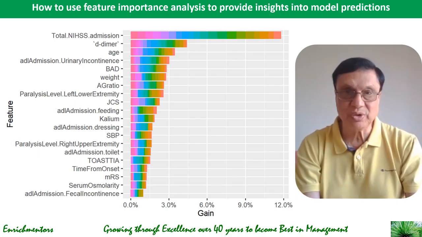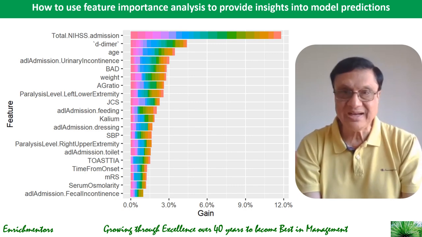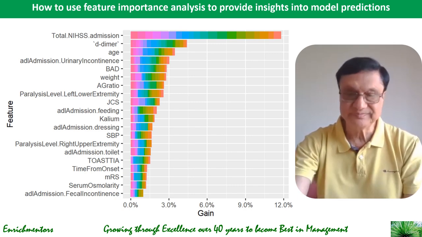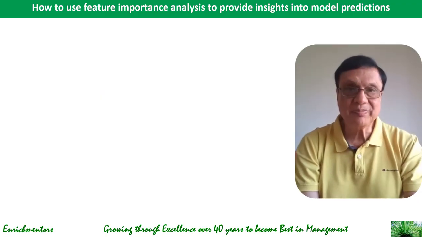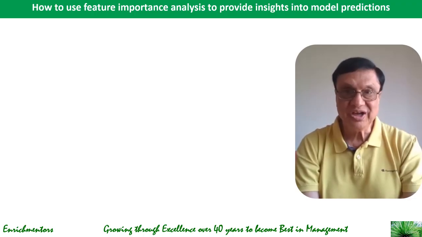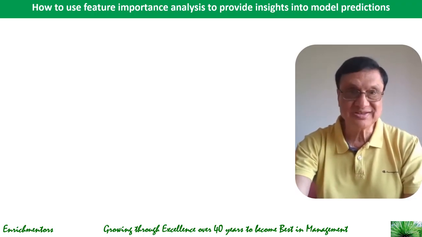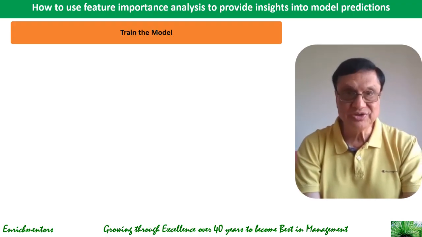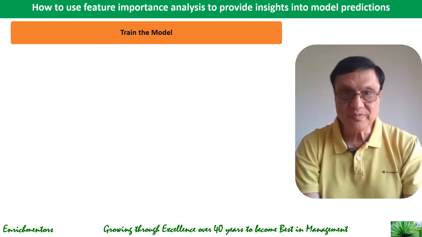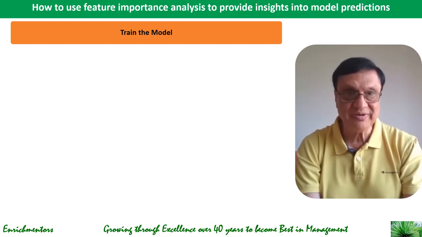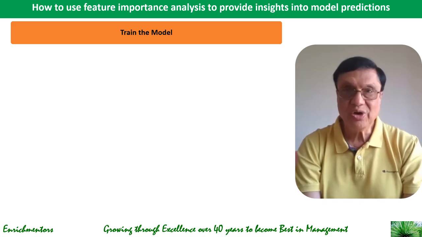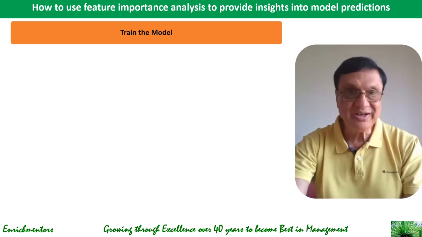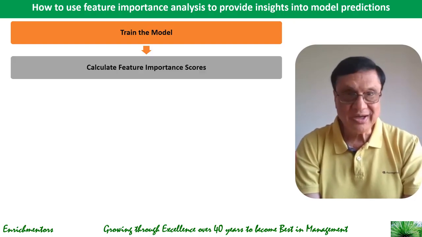So, let's look at a general approach for using feature importance analysis to gain insights into model predictions. So, what is this general approach that we can use to find the importance of the features to provide insights into model prediction? Let's take a look at the steps that we need to take. First, you need to start by training your machine learning model using your data set. This could be a supervised learning algorithm like decision tree, random forest, gradient boosting machines, or any other algorithm for providing feature importance scores.